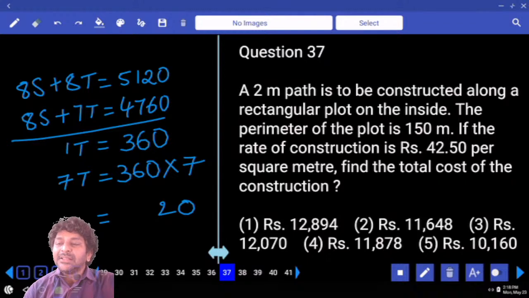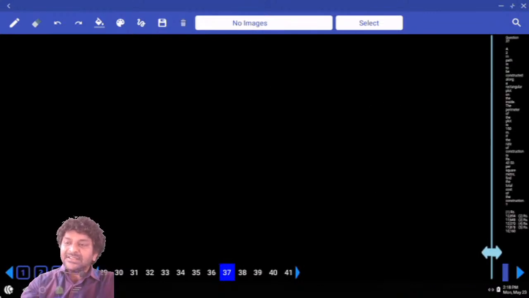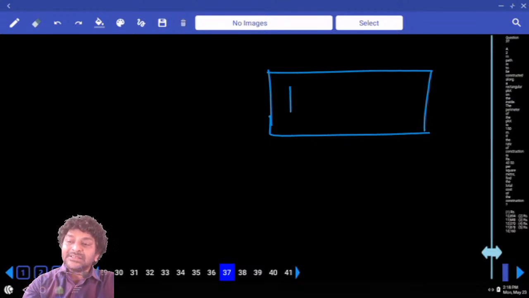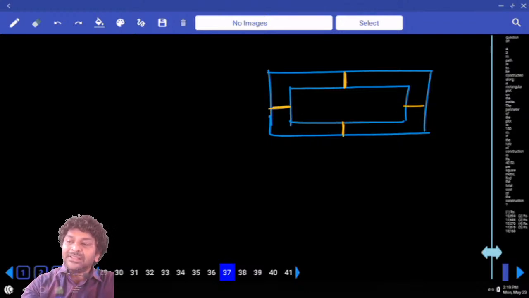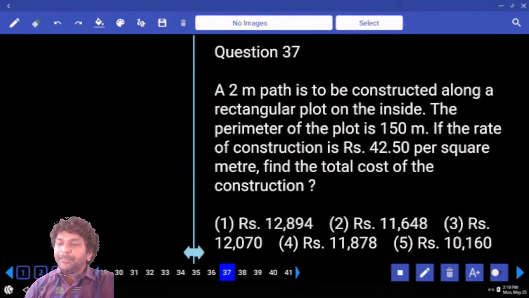Next, a 2 meters path is to be constructed along a rectangular plot on the inside. Now understand this. There is a rectangular plot here. Inside there is a path, so that will be along with its length as well as breadth. So here the width of the path is mentioned as 2 meters. Now the perimeter of the plot is 150. If the rate of construction is 42.5 per square meter, find the total cost of the construction.